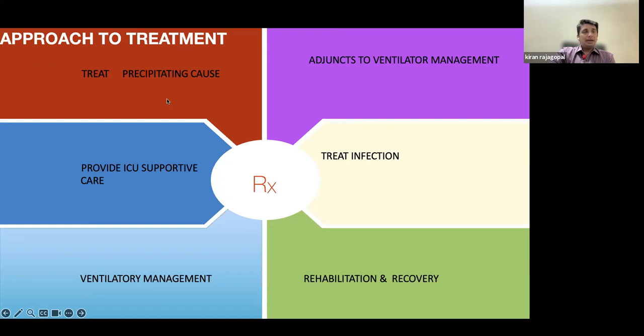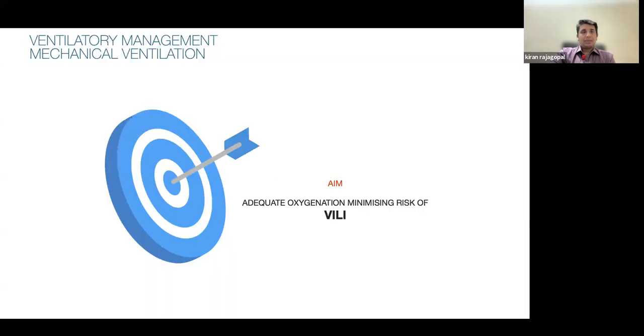If it is infection, you can address it with antibiotics, or if it is viral pneumonia, you can maintain him on antivirals, etc. The mainstay is ventilatory management, then ICU supportive care. If infection is present, treat that. And some adjuvants to ventilator management are there. We will see that. And finally, rehabilitation and recovery. These are the main headings of treatment for an ARDS patient. And now we have put him on a ventilator.